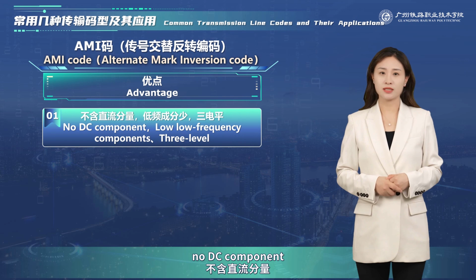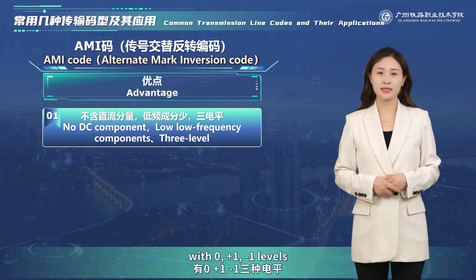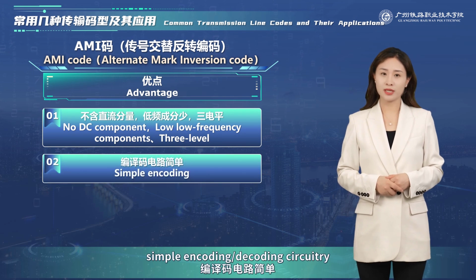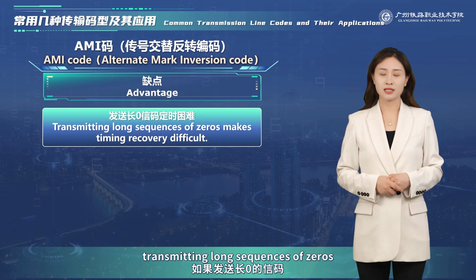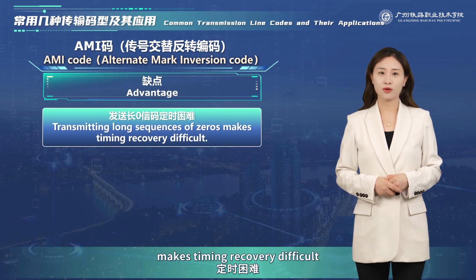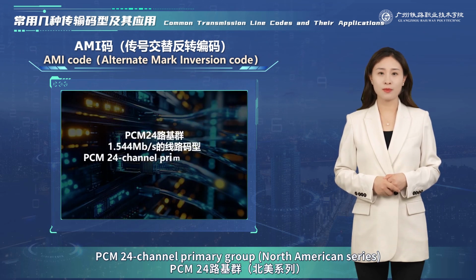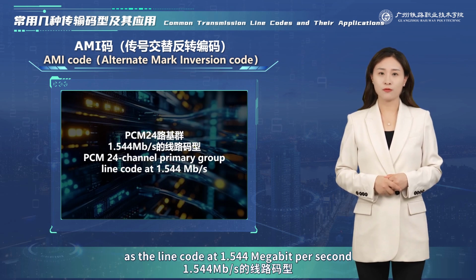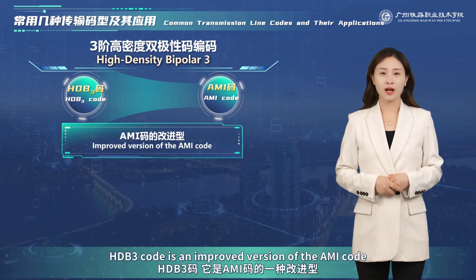No DC component, few low frequency components, 3 levels, with 0, +1, -1 levels, simple encoding and decoding circuitry, and macro self-checking capability. However, transmitting long sequences of zeros makes timing recovery difficult. It is mainly used in the PCM 24 channel primary group, North American series, as the line code at 1.544 megabit per second. HDB3 code is an improved version of the AMI code.